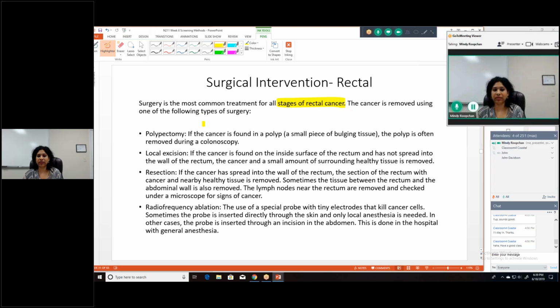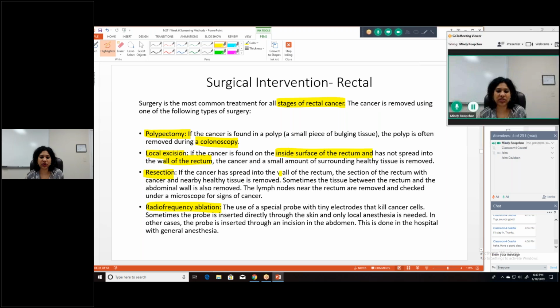Cancer is removed using one of the following: polypectomy, local excision, resection, radiofrequency ablation. Okay, so if the cancer is found in a polyp, they remove it with a colonoscopy. So local excision, the cancer is found inside the surface of the rectum and is not spread into the wall of the rectum. They remove the cancer and a little bit of healthy tissue around it.